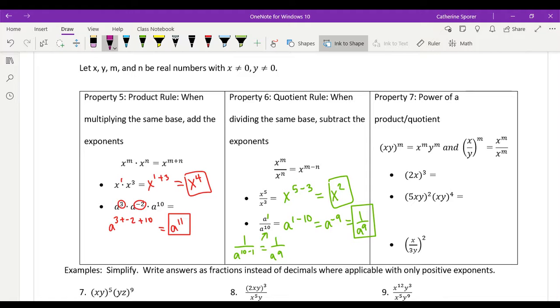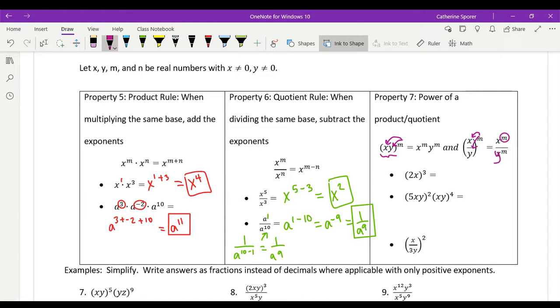Property 7 is the power of a product or quotient. When you have that situation of a product with a power on the outside, you distribute the power to both things or all things on the inside to get x to the m, y to the m. Same thing with a quotient. If you have x over y to the m, we would distribute the m power to both the top and the bottom. This should be y to the m on the bottom.